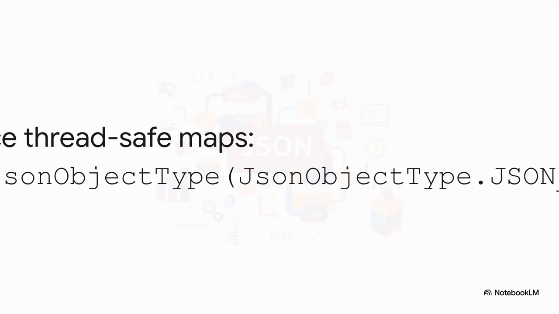Check this out. In just one single line, we can whip up a parser that's built from the ground up to produce thread-safe JSONConcurrentMap objects.